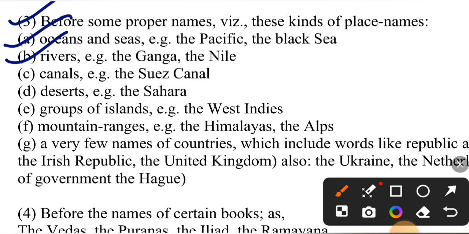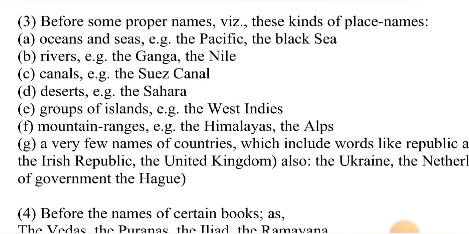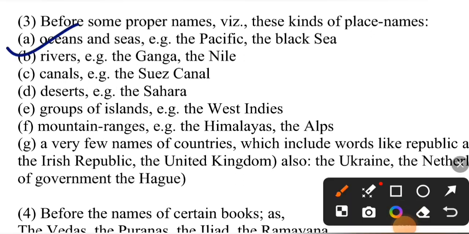Oceans and seas. Before the names of oceans and seas, we use the article the, as the Pacific Ocean, the Black Sea. So here they are names of ocean and sea, so we use the article the. Next, names of rivers, as the Ganga, the Nile, the Saryu, the Brahmaputra, the Krishna, the Kaveri. Next, canal names, the Suez Canal, the Sharda Canal. So we use the definite article the before these nouns. Next, names of some deserts, the Sahara, the Atacama. We use the definite article the before these proper names.